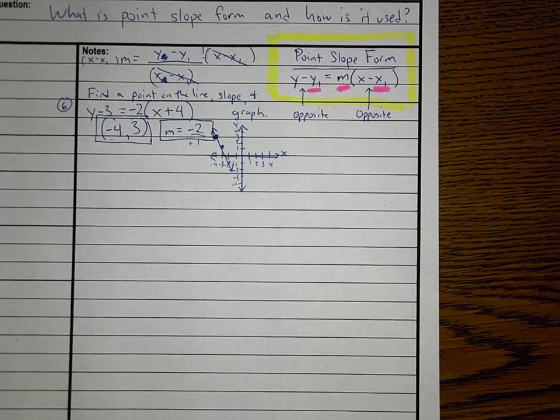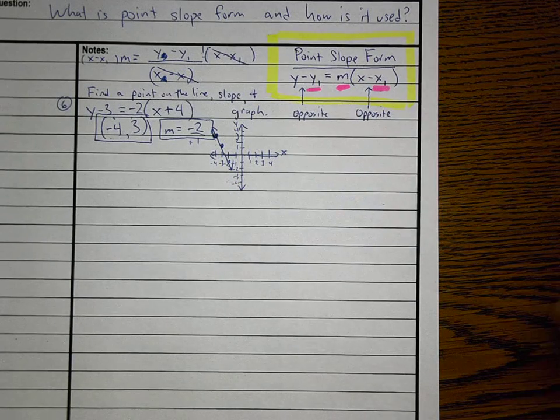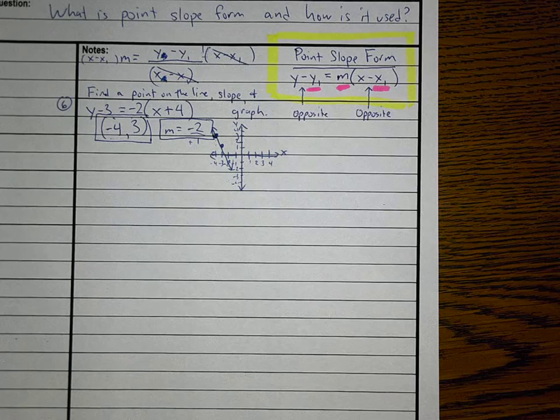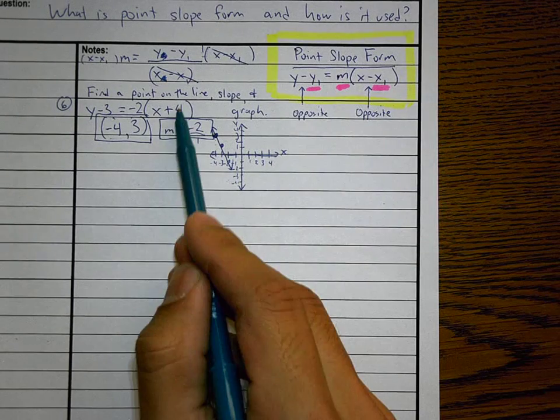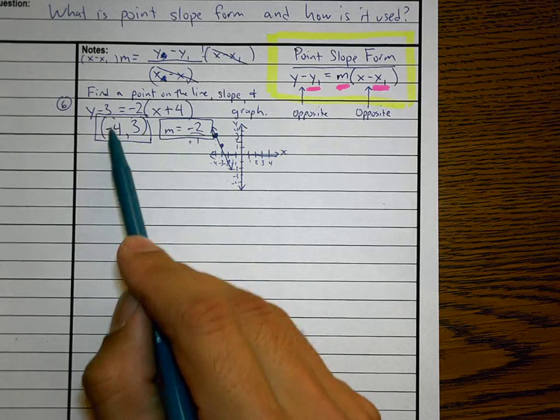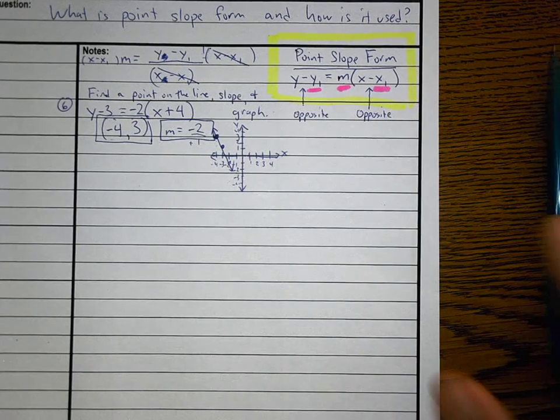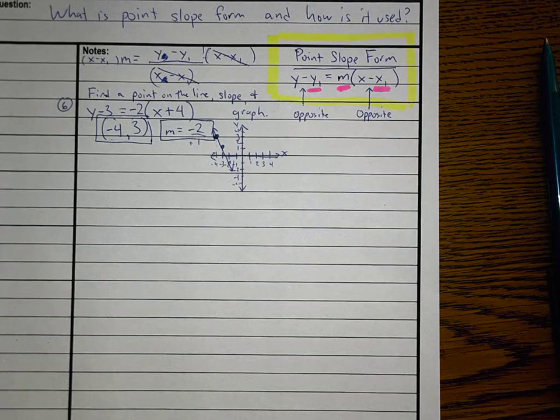Okay, so here's what I want you to do. Now that you have that basic understanding, I hope, what I want you to do is figure out how did I know what the point was and how did I know what the slope was in the graph? Don't tell me. I want you to discuss this with your neighbor.